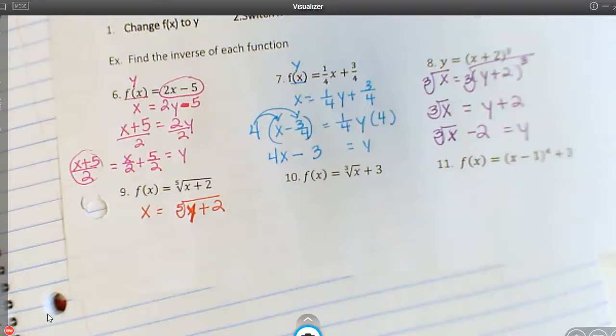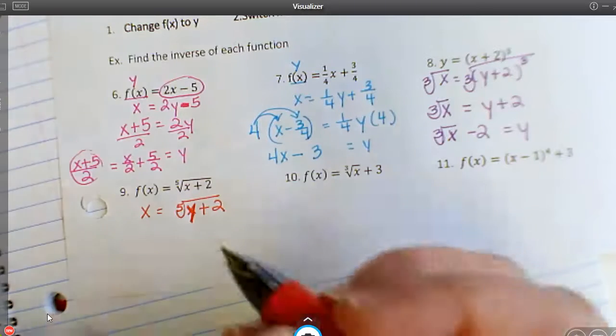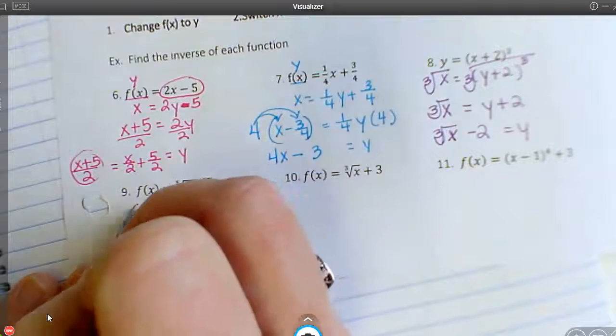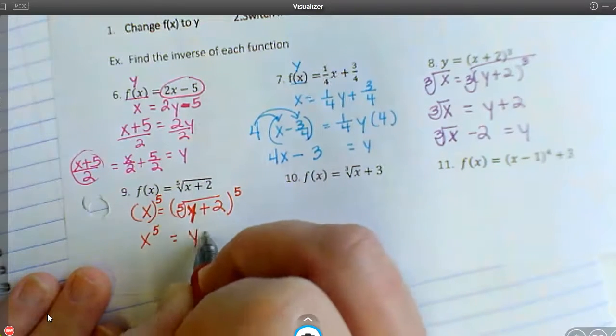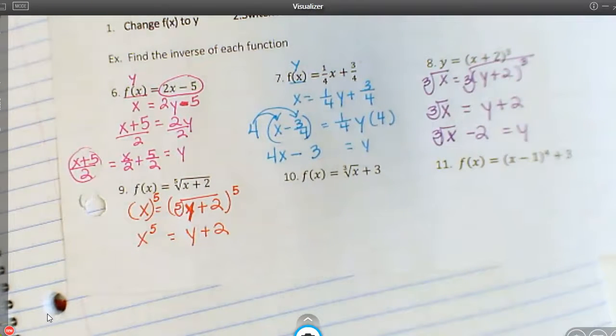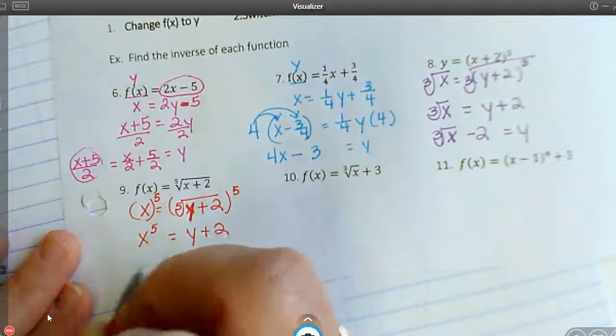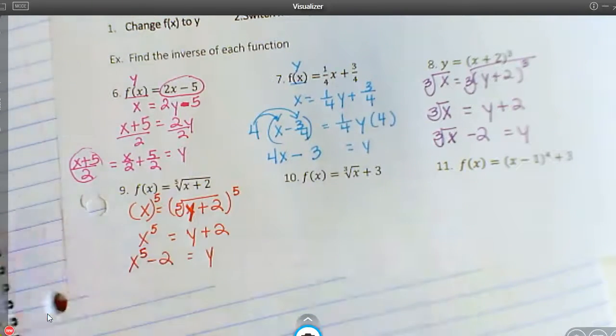So I want to get y by itself. Like the last problem, how we took the root on both sides, this time it has a root, so I want to do the opposite, which means I want to raise it to a power. So I'm going to raise this to the 5th on both sides. So that would be x to the 5th equals y plus 2. Good so far? Try to get y by itself, so subtract 2 on both sides. And there's our function.